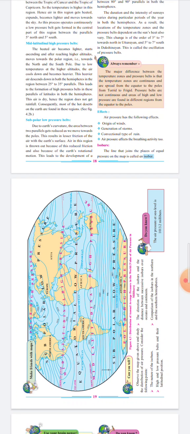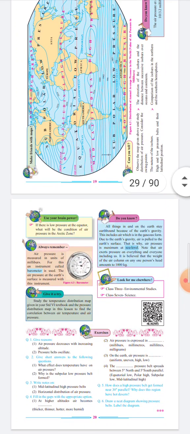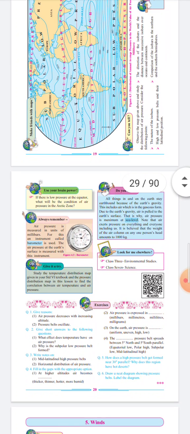Students, take out page number 20. Use your brain power. If there is a low pressure belt at the equator, what will be the condition of the air pressure in the Arctic zone? In the Arctic zone, temperature is very low, hence in Arctic zone high pressure belt is there. Arctic zone means 66 degree 30 north to 90 degree north. This region is called Arctic zone.